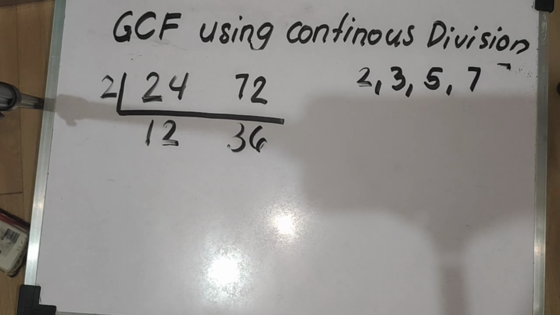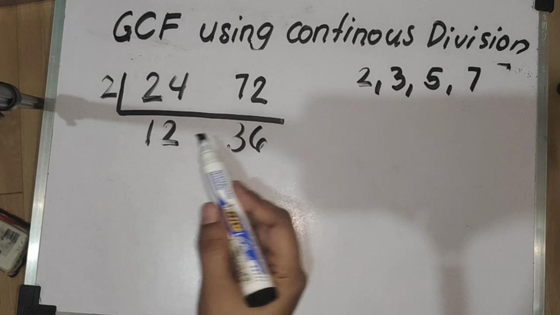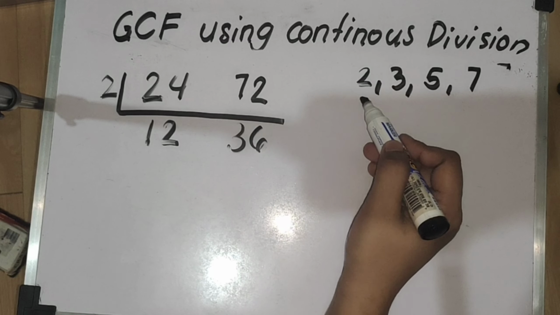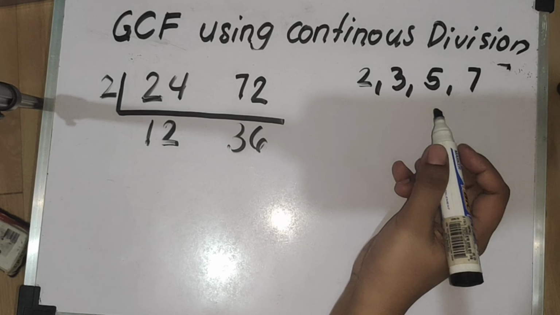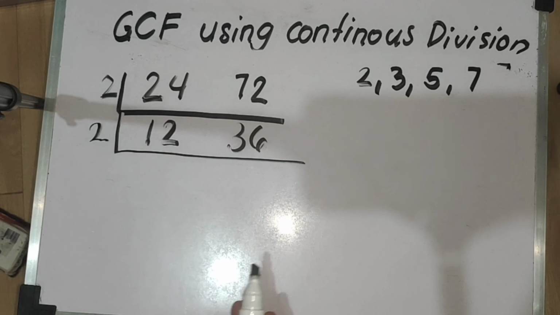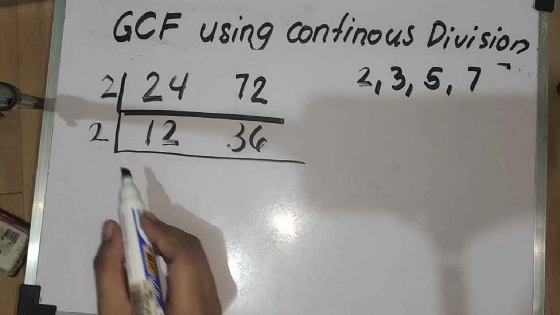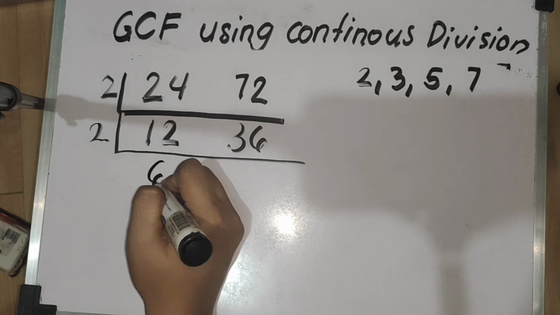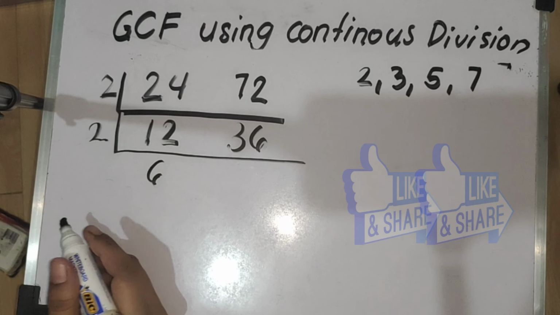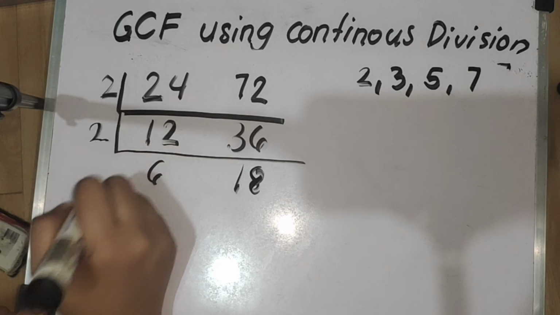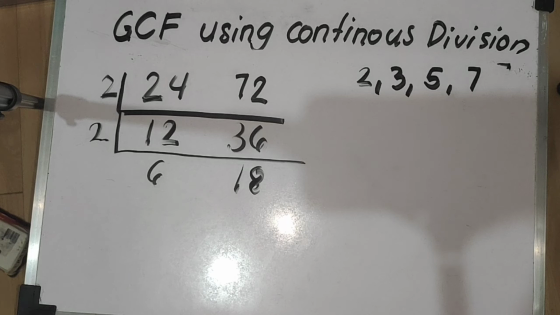Okay, next is, check ulit natin. Is 12 divisible by 2? Yes. Is 36 divisible by 2? It's still yes. So, therefore, lagay ulit natin si 2 as our divisor. And then, let's divide. 12 divided by 2 is 6. 36 divided by 2 is 18. There you go. Okay. Now, so, hindi pa tayo mag-stop kasi hindi pa sila mga prime numbers.